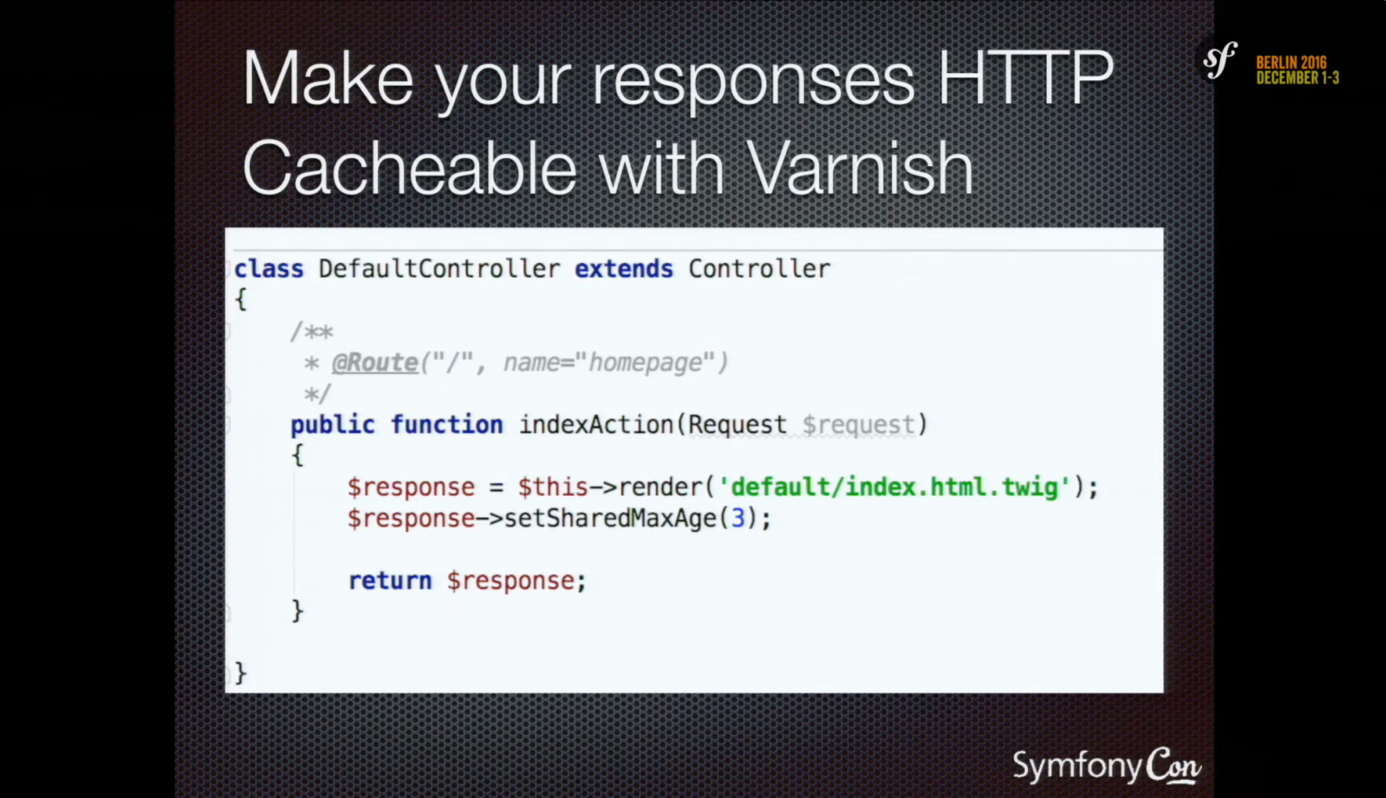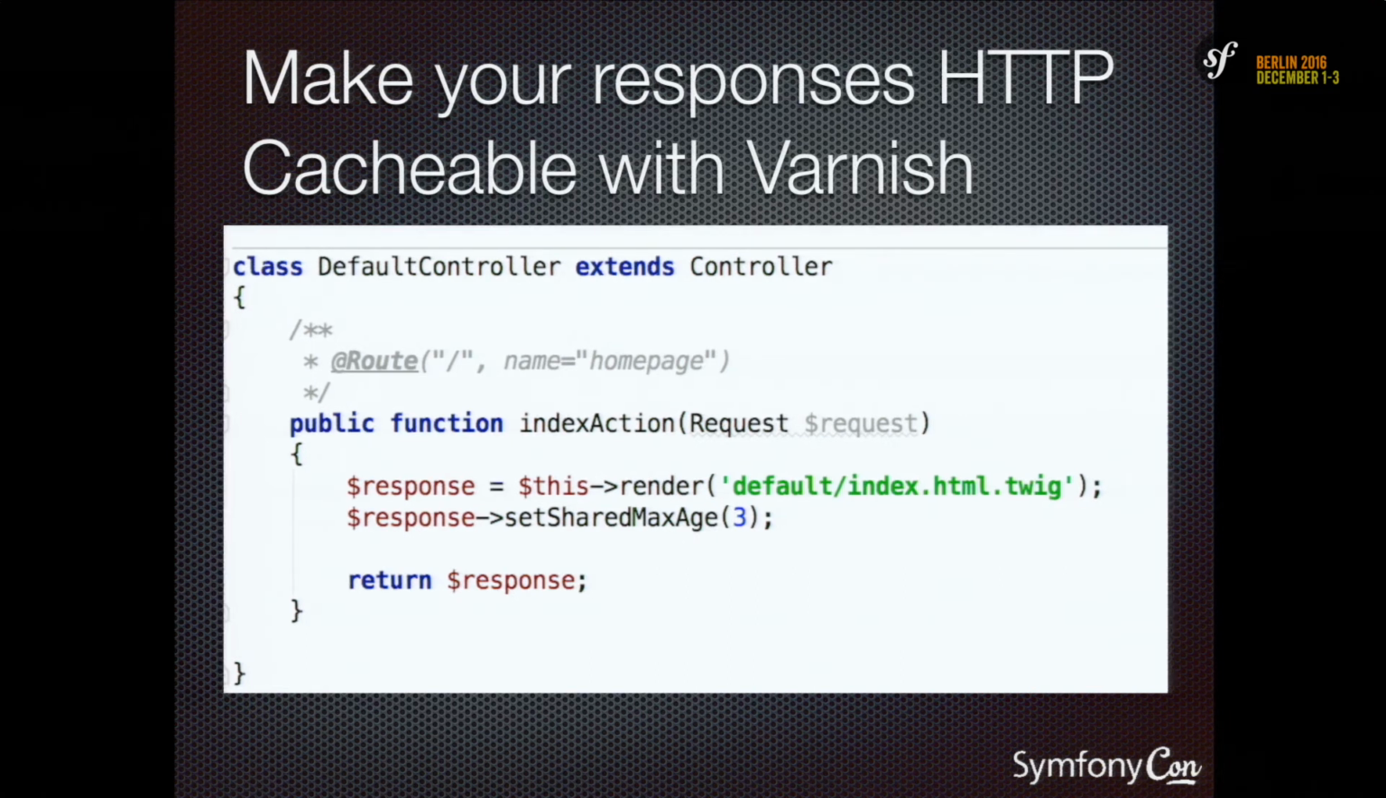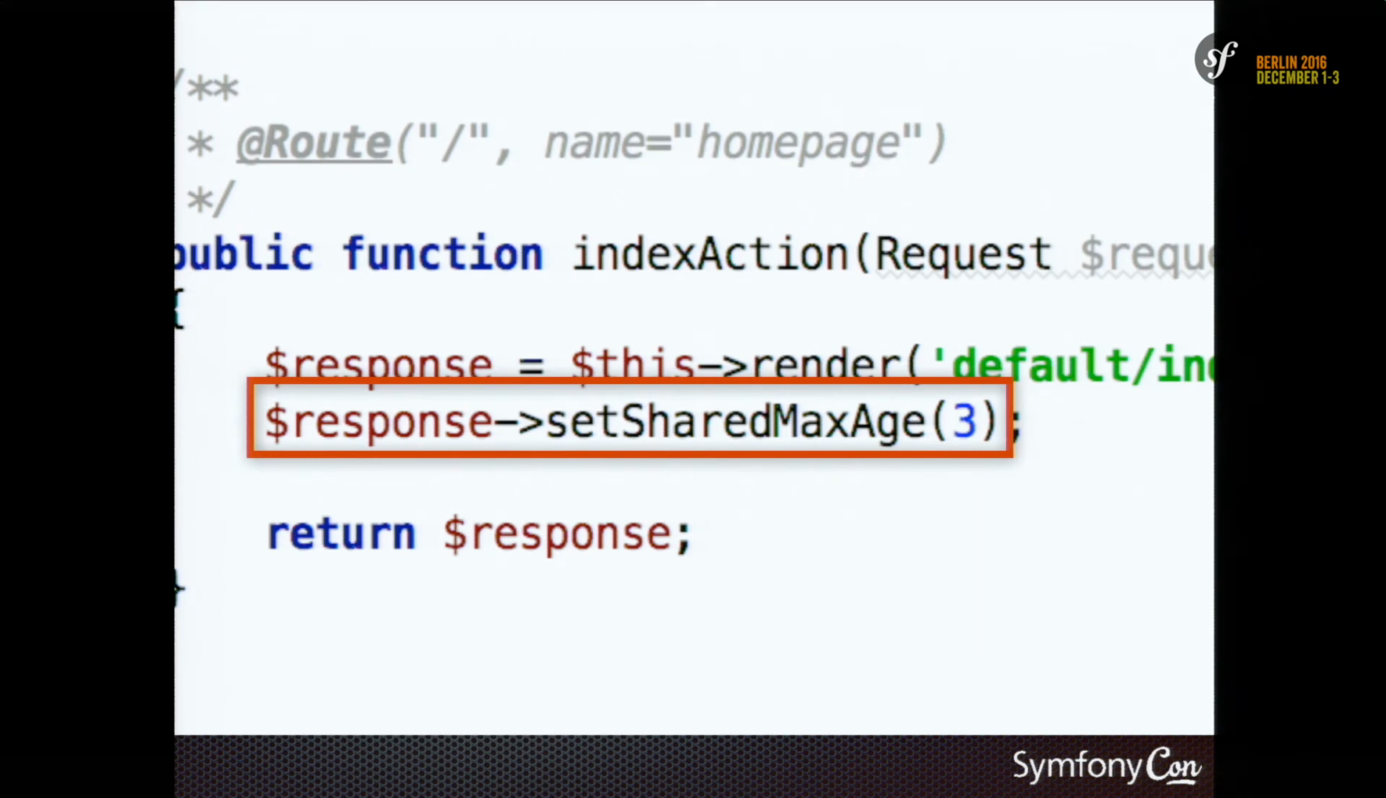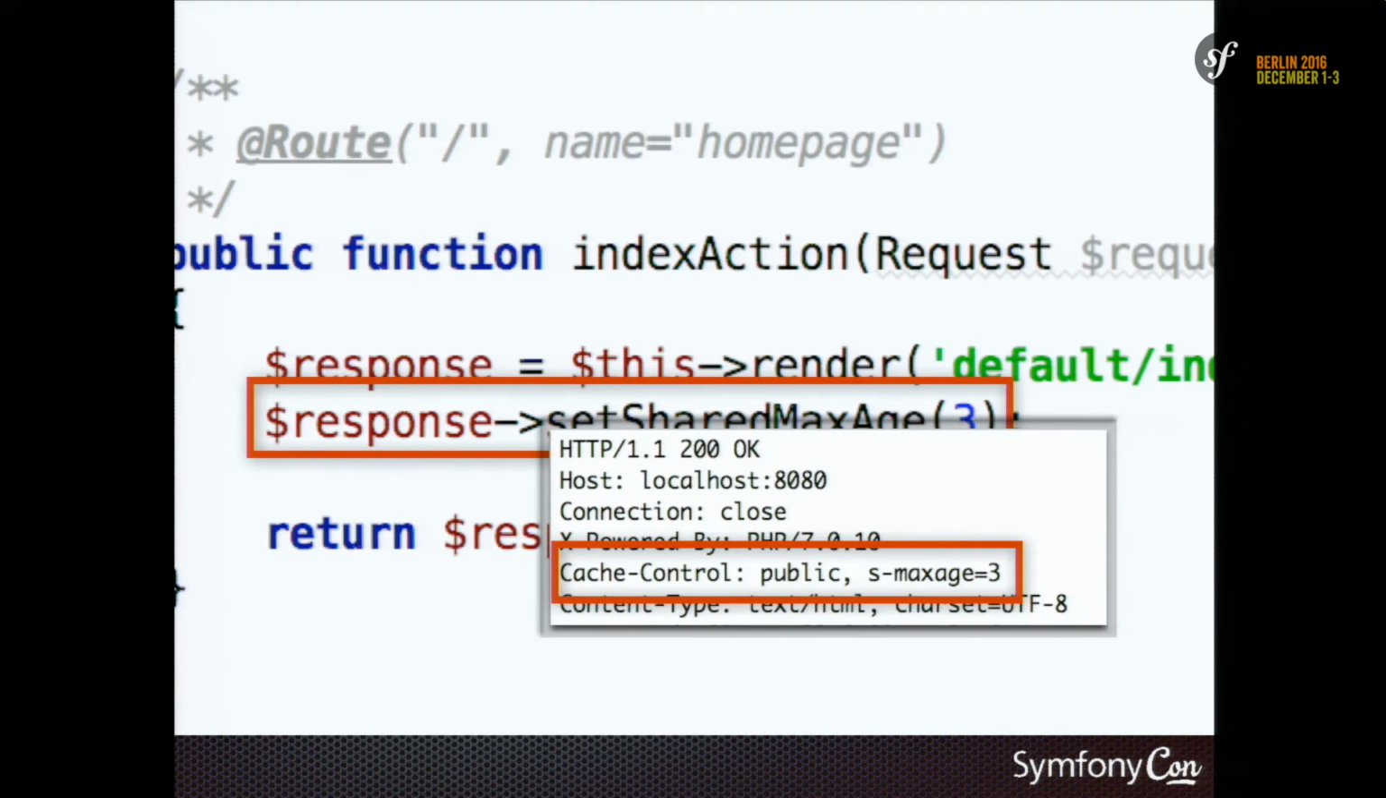How can we make our site fast? The first step is to make your response cacheable by marking your response with a special method called setSharedMaxAge. And we can specify how much time we can store our response in the reverse cache proxy. And after that, Varnish will be able to serve this content and deliver it to the client.